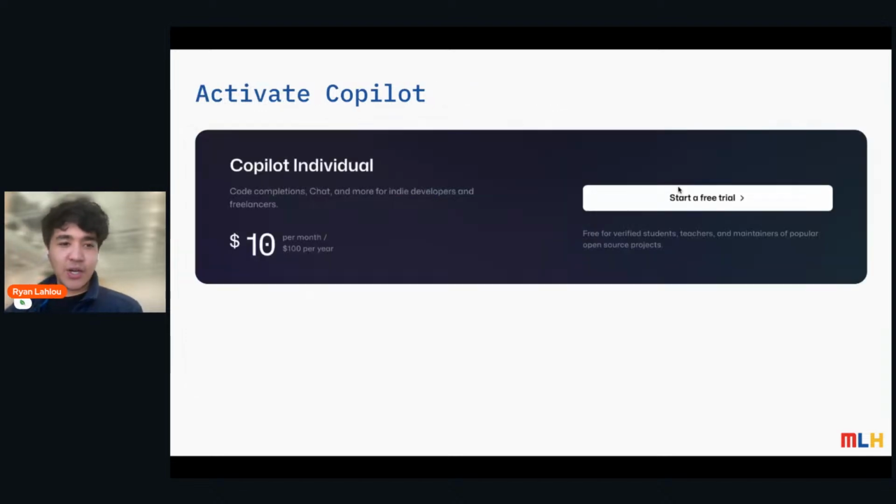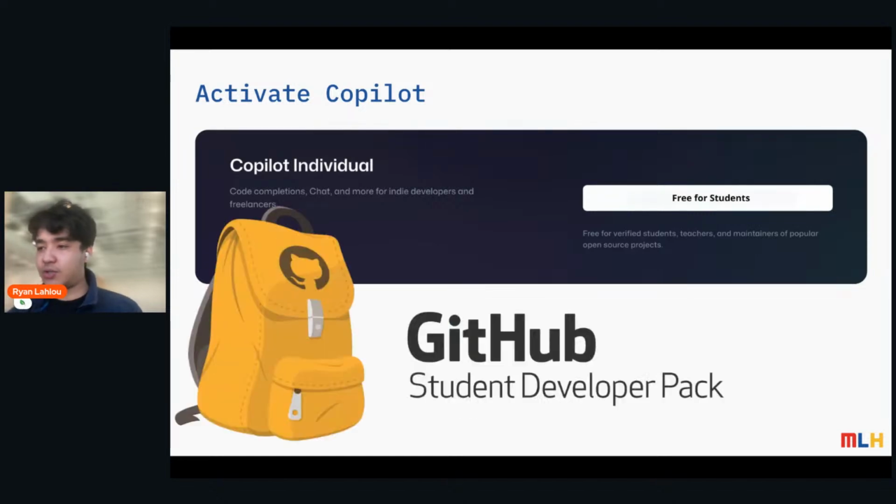Yeah, okay. So once again, GitHub Copilot does cost money. It is $10 per month or $100 per year. You do get a free trial. However, if you are a student, you can actually get the GitHub Student Developer Pack, which gets you this for free.